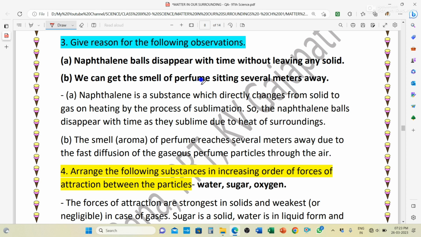Then, we can smell perfume sitting several meters away. The smell, that is the aroma of perfume, reaches several meters away due to the fast diffusion of the gaseous perfume particles through the air. Because in case of gas, the particles move faster. The kinetic energy of the gas molecules is more as compared to solid and liquid. Diffusion means intermixing of particles of two matters. Here, the molecules of perfume intermix with the molecules of air. That's why it reaches several meters away.